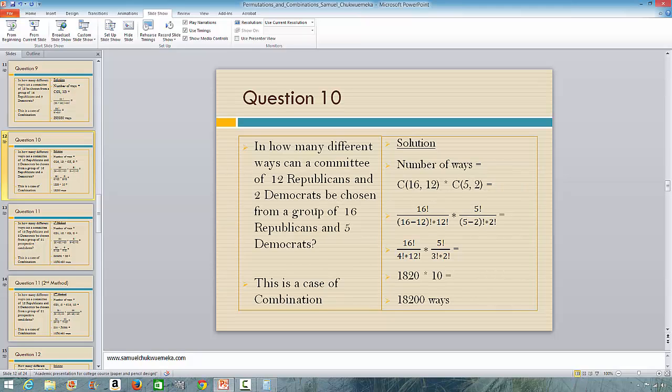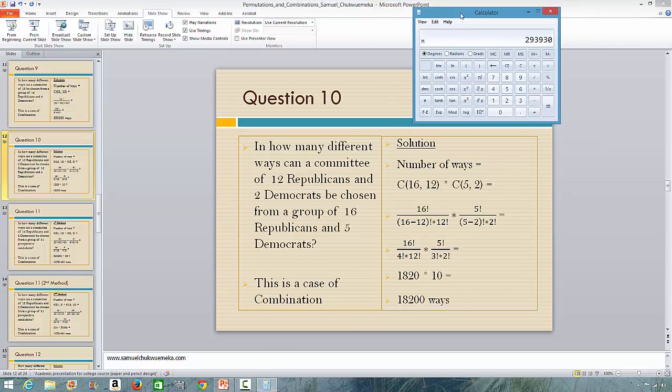So the number of ways will be 16 choose 12, because you're choosing 12 Republicans from 16 Republicans. And means times. Times 5 choose 2, because you're choosing 2 Democrats from 5 Democrats.